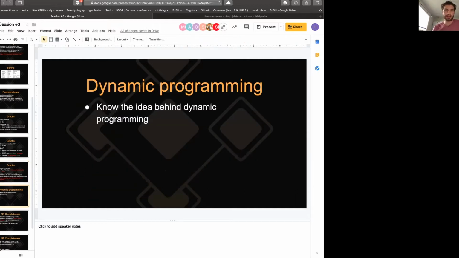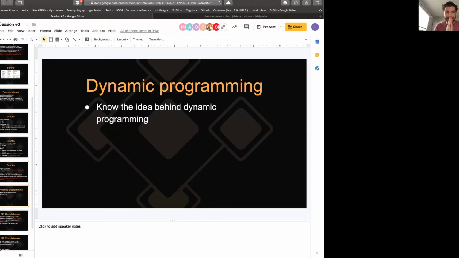Now, dynamic programming. There's only the general idea that we have to know behind dynamic programming, which is that instead of doing the same work again and again, and the example was Fibonacci, I'm going to take the work that I did and save it in an array. I'll have access to this array through each recursive call of the algorithm, and I check if I have the answer. If I have it, I just take it from the array, and if the answer is not in the array, I calculate it. So that's the general idea of dynamic programming.